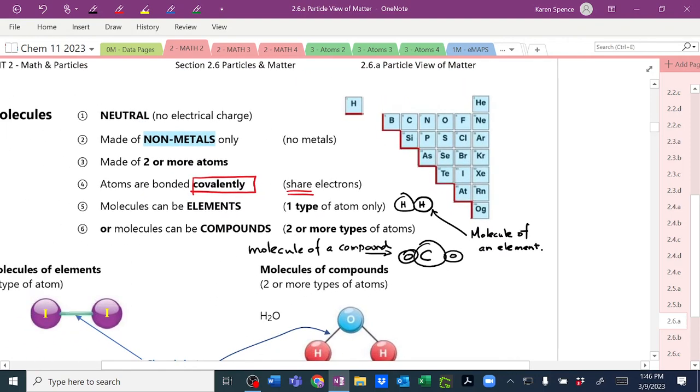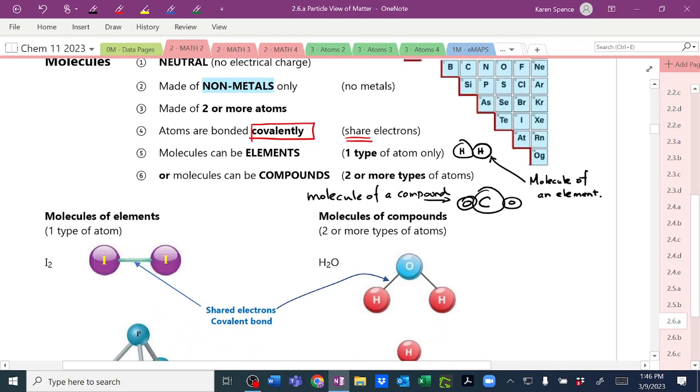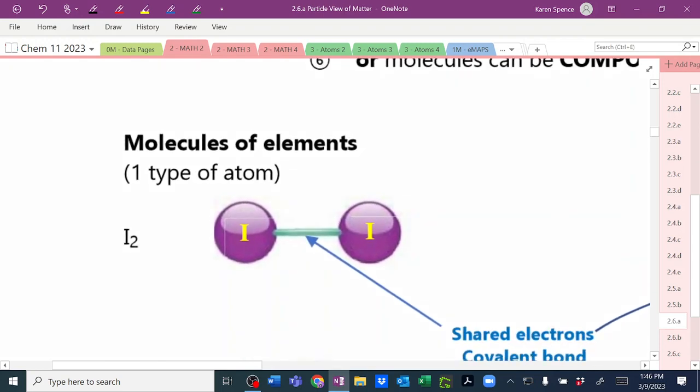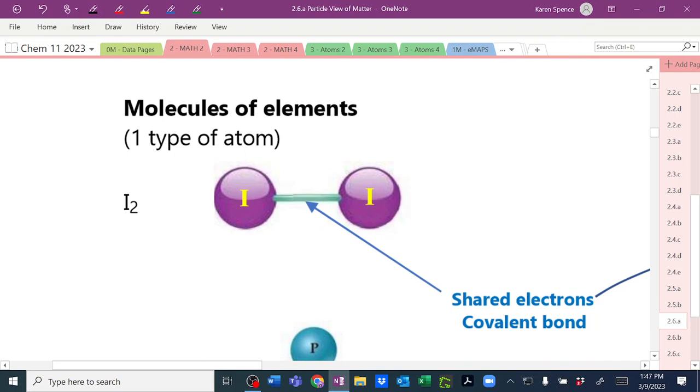And in fact, at the bottom of the page, we have tons of examples here. You'll notice we have iodine. When iodine exists in nature, let's zoom in on that. It's not just a single I atom, it's I bonded by a covalent bond. There's our covalent bond right there. That is a pair of shared electrons. Okay, so we can imagine that there's a couple of electrons there that are being shared.